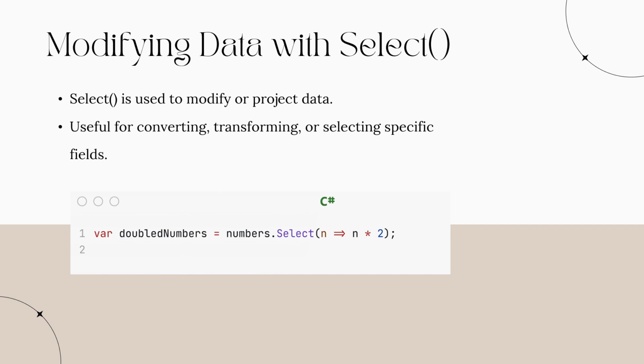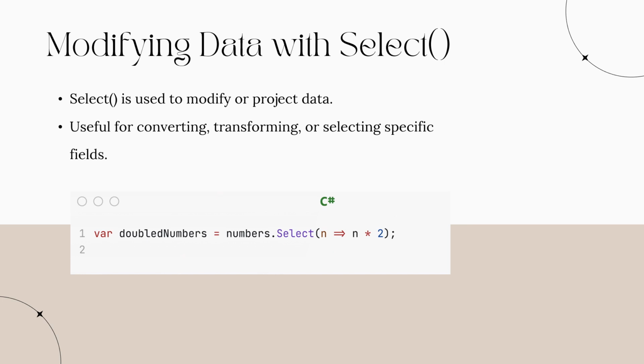Modifying data with Select. The Select method is used to transform or modify data in LINQ. Imagine we have a list of names in lowercase and we want to convert all names to uppercase. Instead of looping through each name manually, we can use Select to apply a transformation in one step.